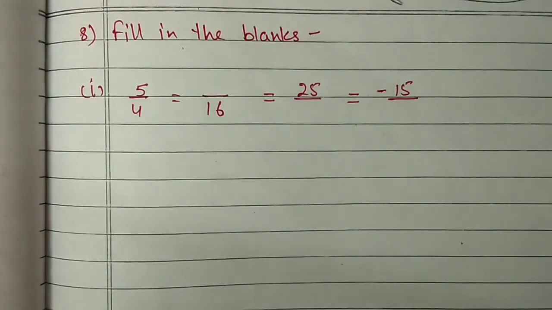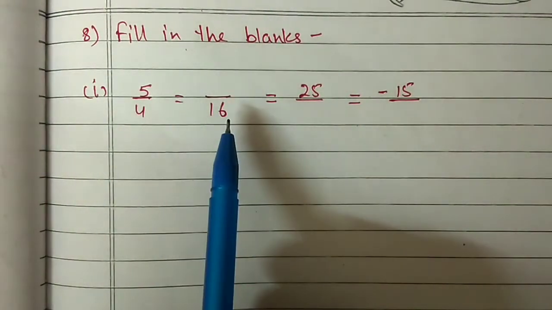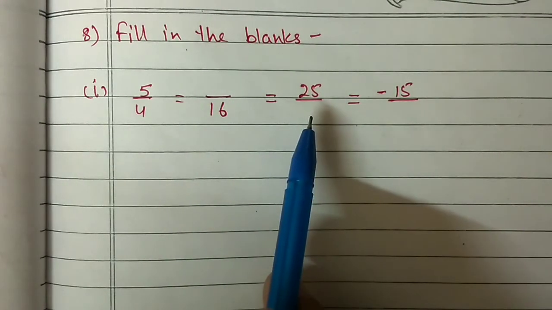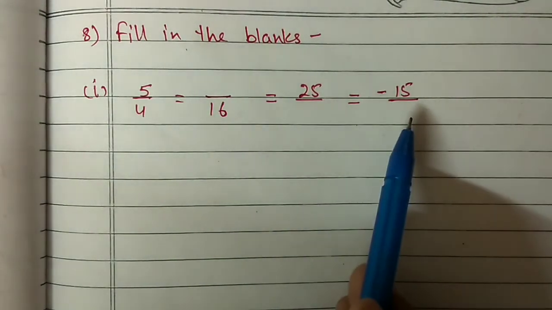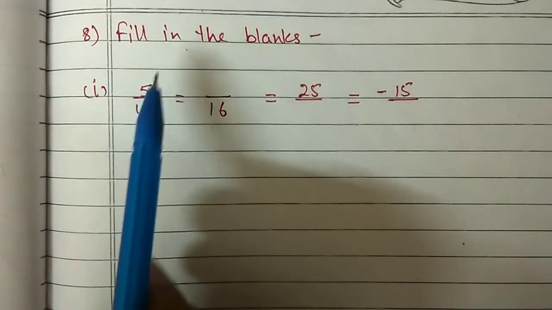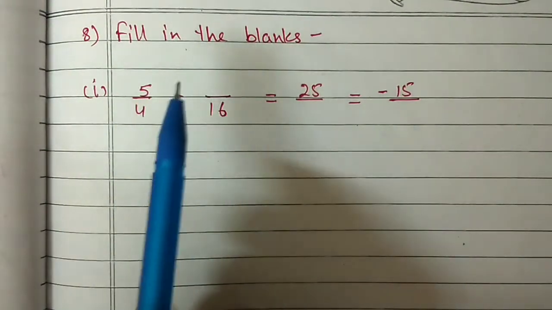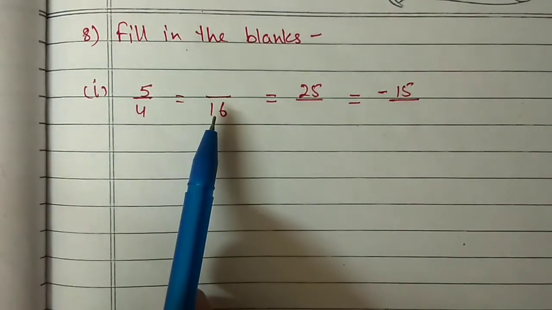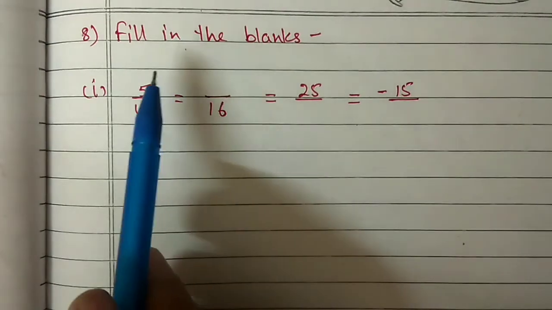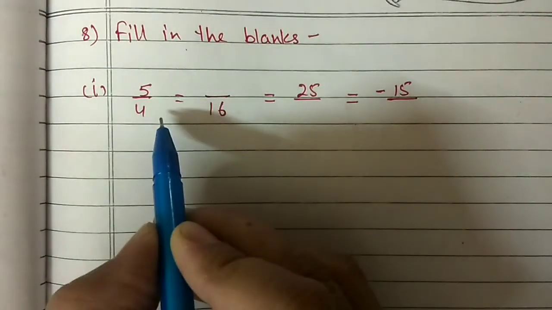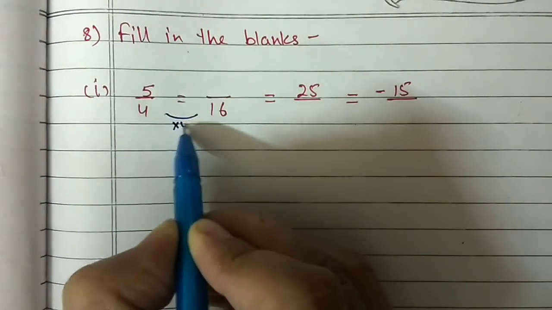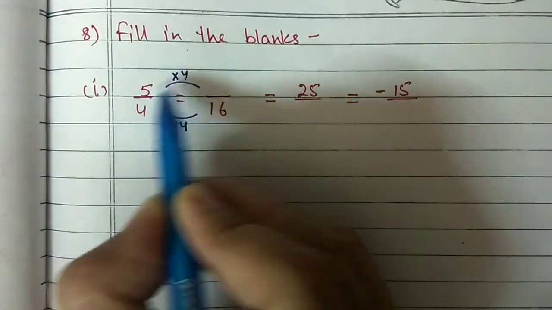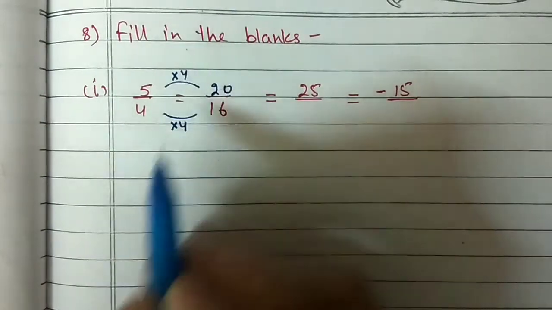Next question number 8, fill in the blank. Here denominator is given, numerator we have to fill. And here numerator is given, denominator we have to fill, and here also we have to fill the denominator equivalent to this given fraction. You can see here, first see how we are getting the denominator. 4 fours are 16, so 5 fours are 20. So first step what we have done, we have multiplied with 4. So here also we will multiply with 4. So 5 fours are 20 we will get here.